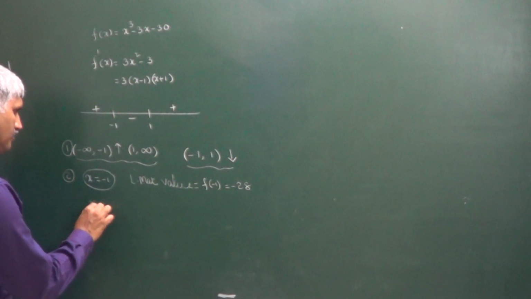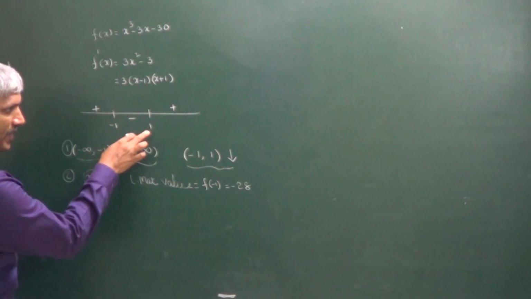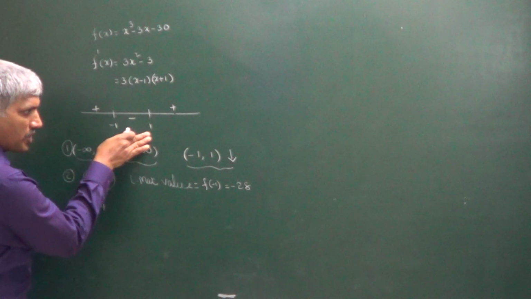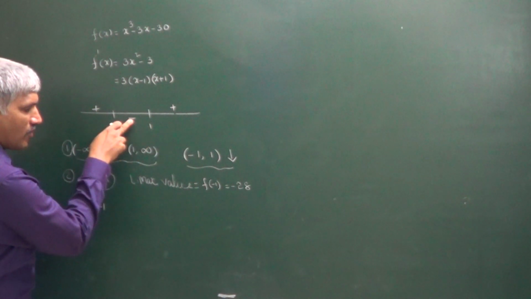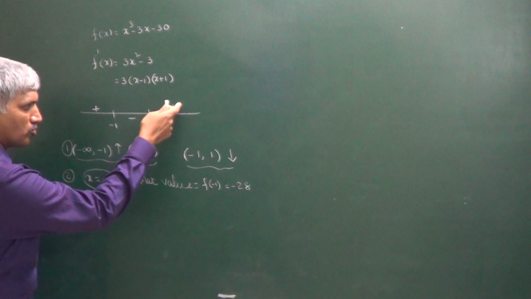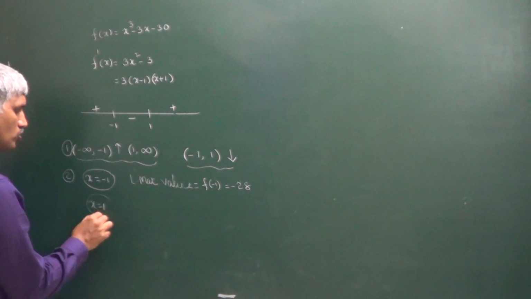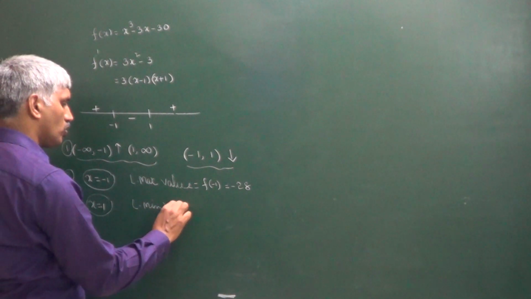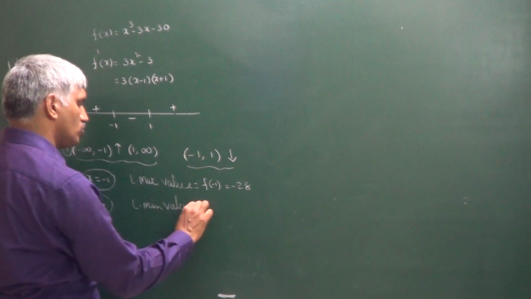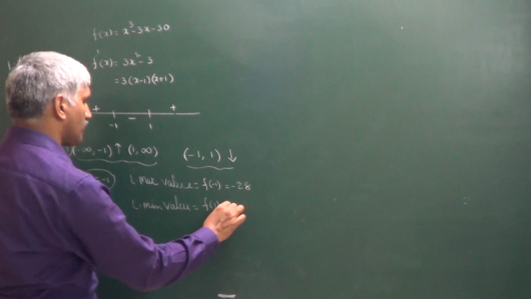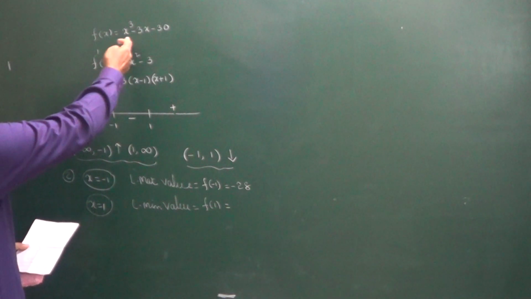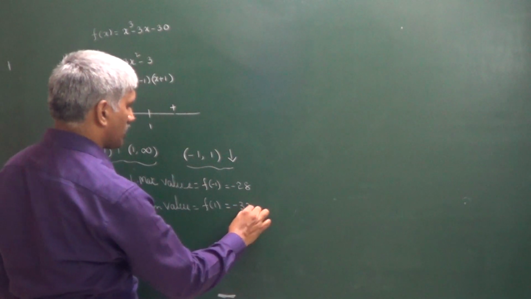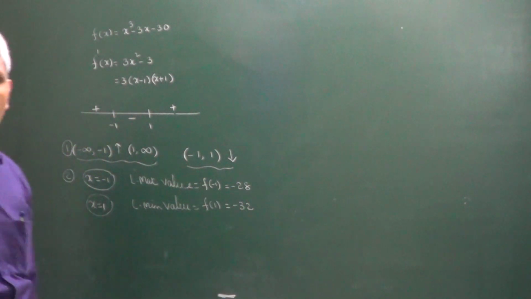Next, at the same time, at x is equal to 1, f dash of x changes from negative to positive. As x values are increasing through 1, f dash of x changes its sign from negative to positive. So x is equal to 1 is a point of local minimum. Therefore, that local minimum value is equal to f of 1. So x is equal to 1, substitute here, you will get f of 1 is equal to minus 32. That is the information we got.